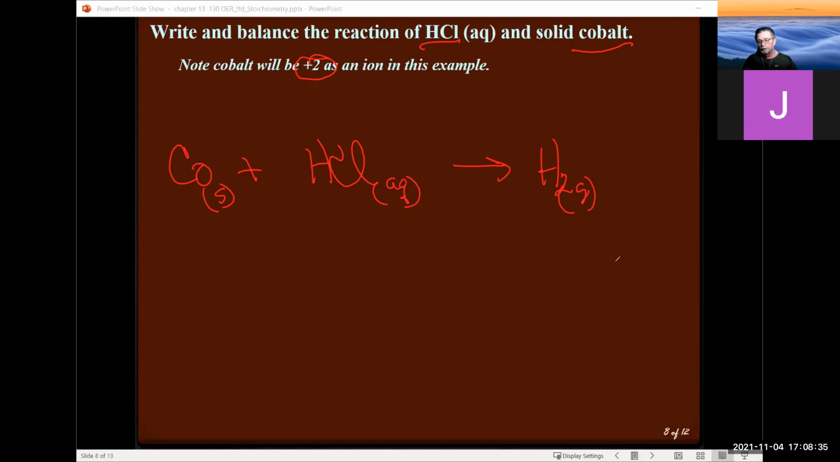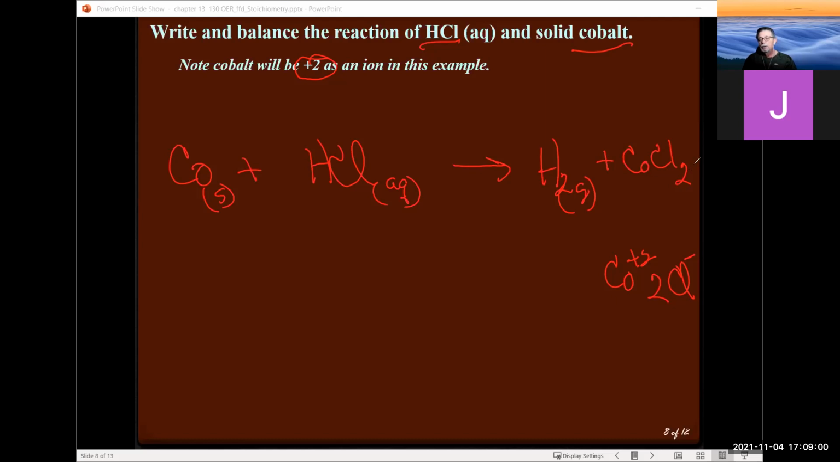And cobalt, we've been told, is a +2 from the problem. And we know the chlorides are -1. So like I stated before, write them in ion form first before you put them together. You can see that we need 2 chlorides per 1 cobalt. So our formula is CoCl2. That's cobalt 2 chloride. Okay.